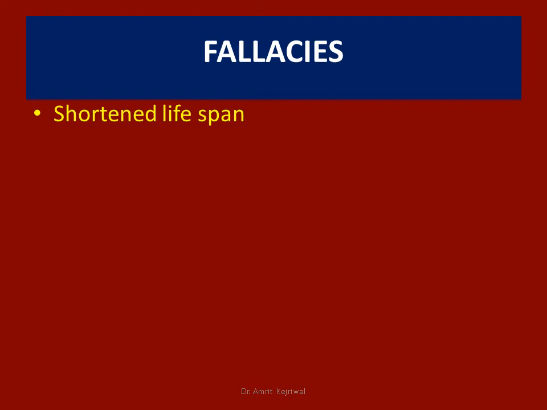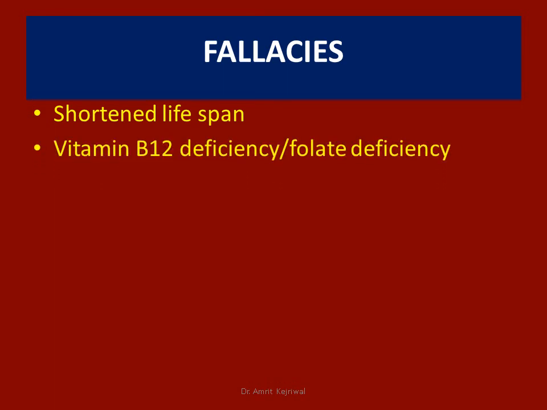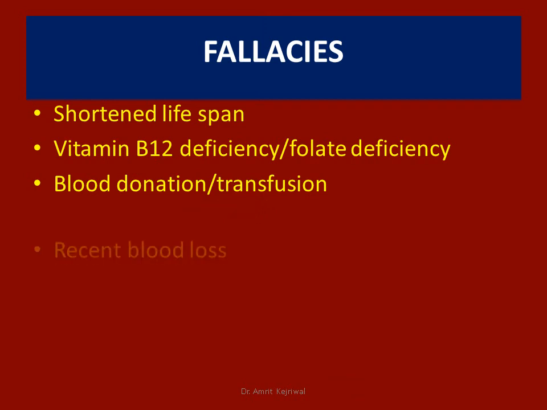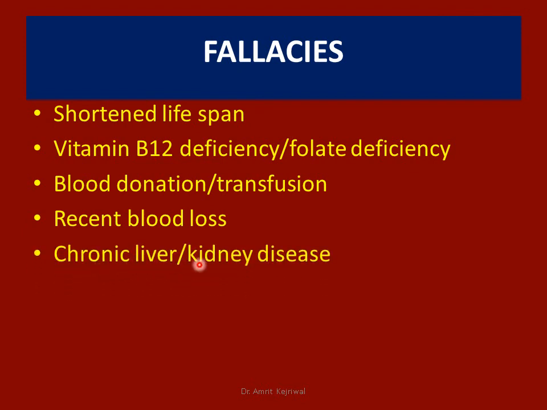Fallacies. If the RBCs have a shortened lifespan, as occurs in some conditions, it will cause false readings. In vitamin B12 and folate deficiency, the cells are bigger and have a prolonged lifespan. If the patient has recently received a blood donation or transfusion, the report may not be accurate. If there has been a recent blood loss due to surgery or an accident, HbA1c may not reflect the right value. In patients having chronic liver disease and kidney disease, HbA1c is not very accurate.